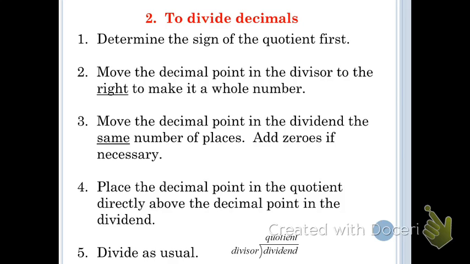To divide decimals: 1. Determine the sign of the quotient first. 2. Move the decimal point in the divisor to the right to make it a whole number. 3. Move the decimal point in the dividend the same number of places. Add zeros if necessary. 4. Place the decimal point in the quotient directly above the decimal point in the dividend. And 5. Divide as usual.